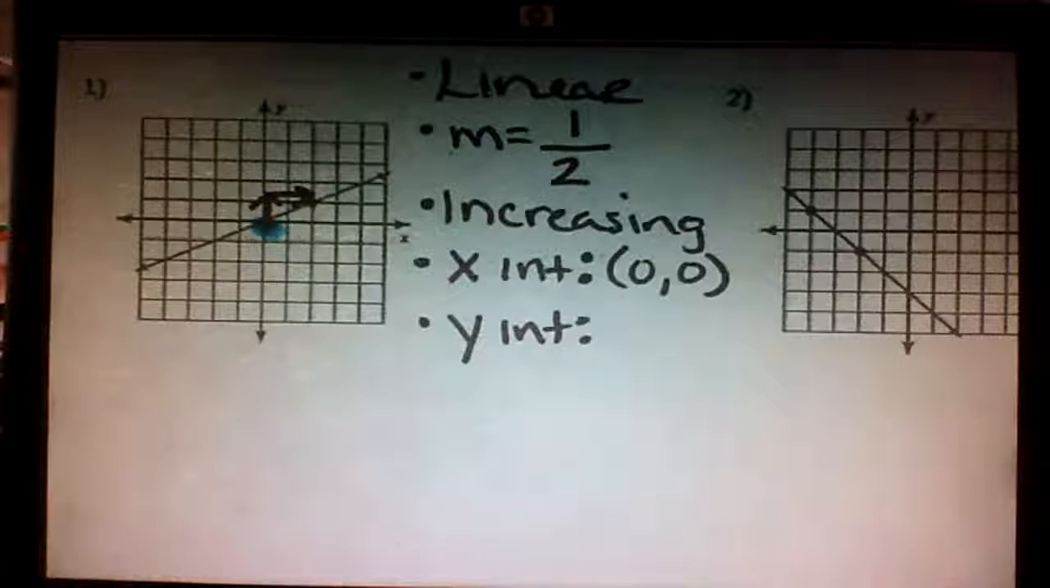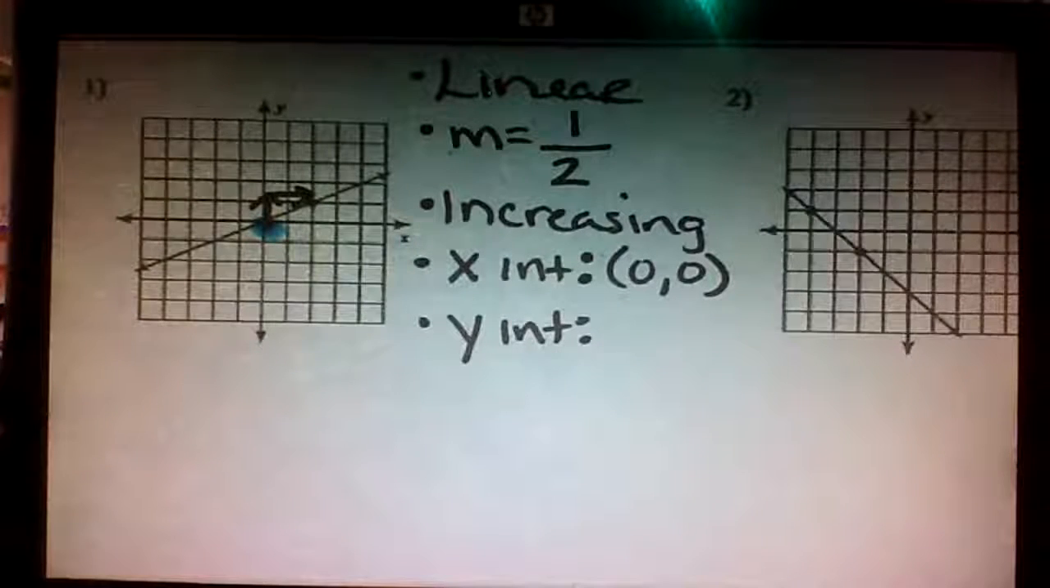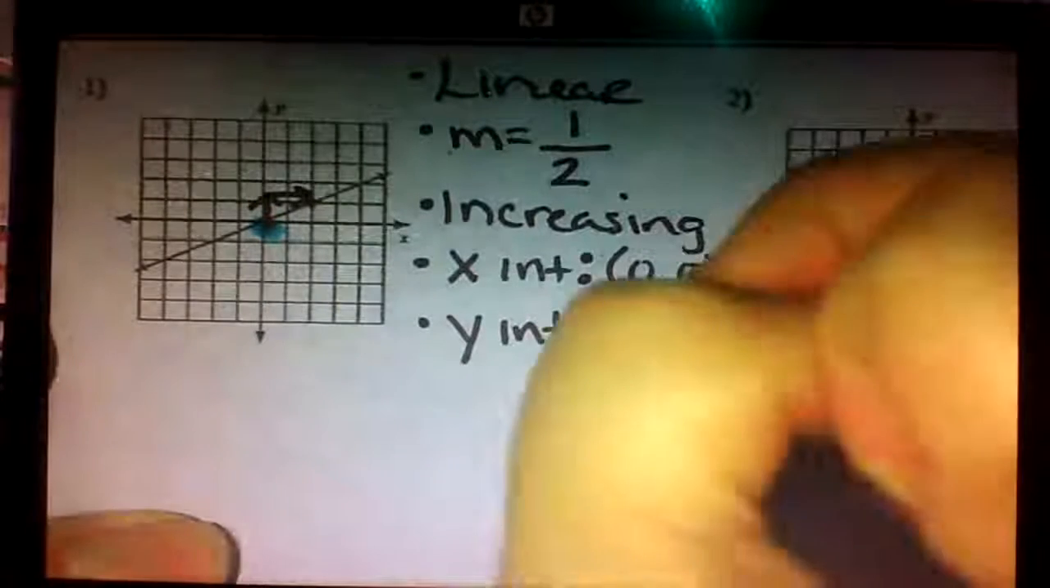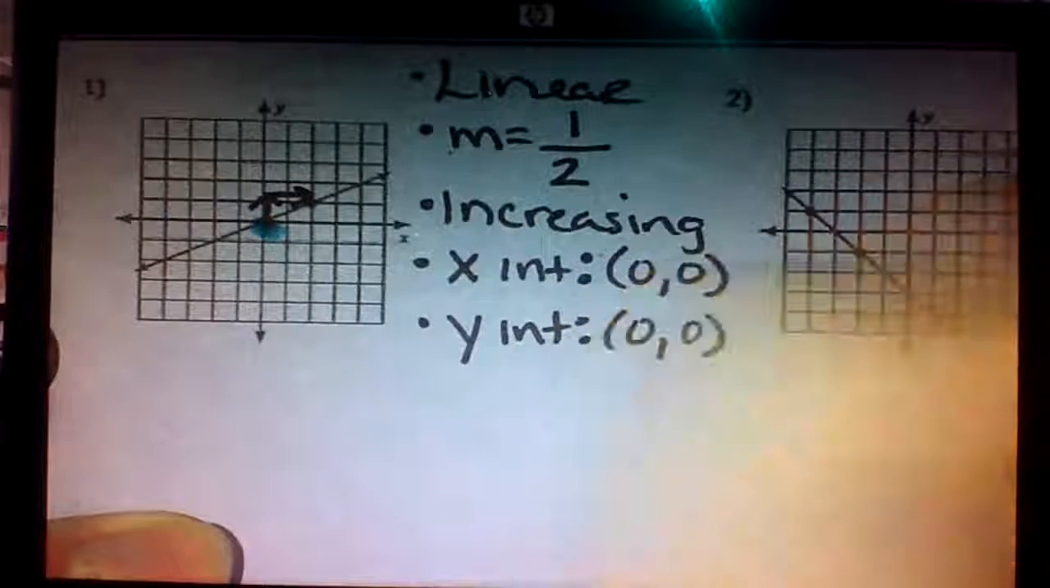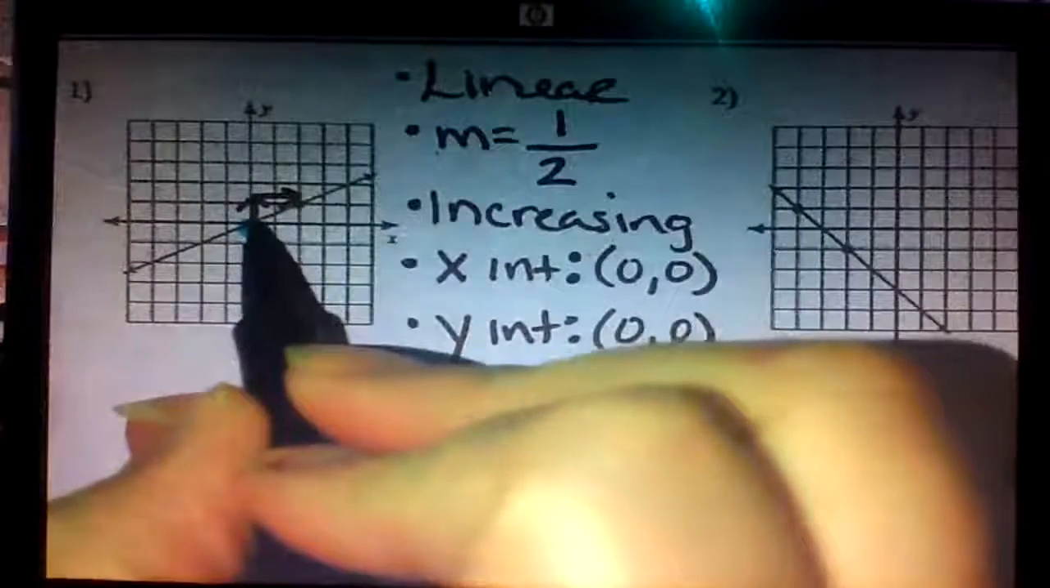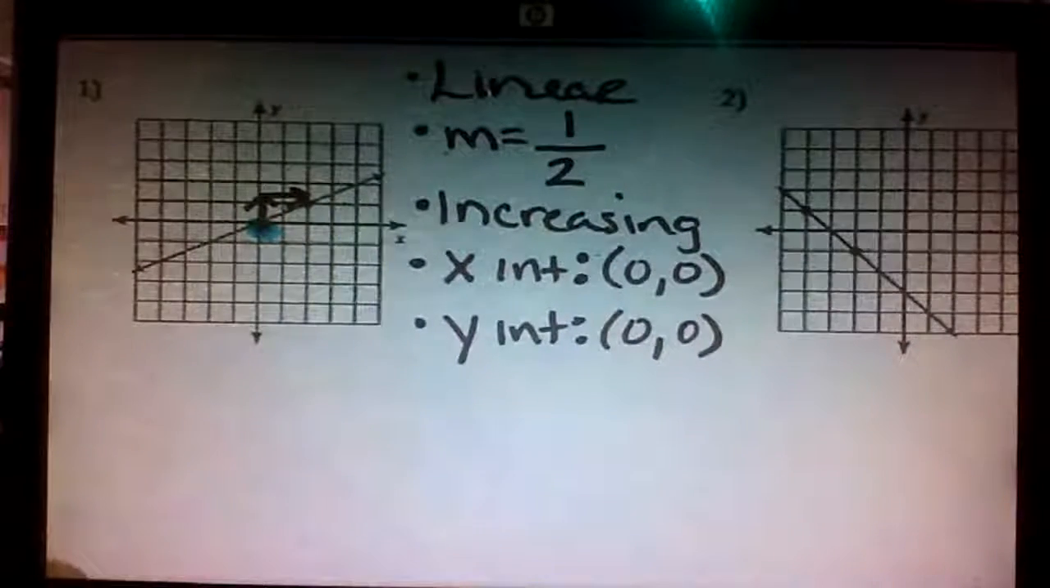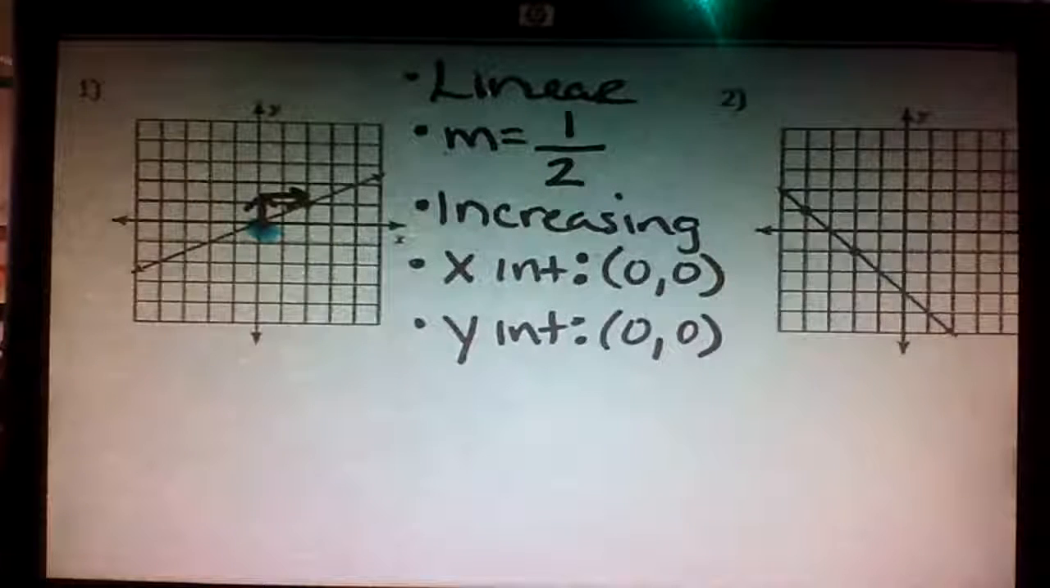Y-intercept. Where's my y-intercept? In the middle. 0. My y-intercept is also at 0, 0. Wow. It crosses the y the same place that it crosses the x. Remember, we said it crosses at the origin.